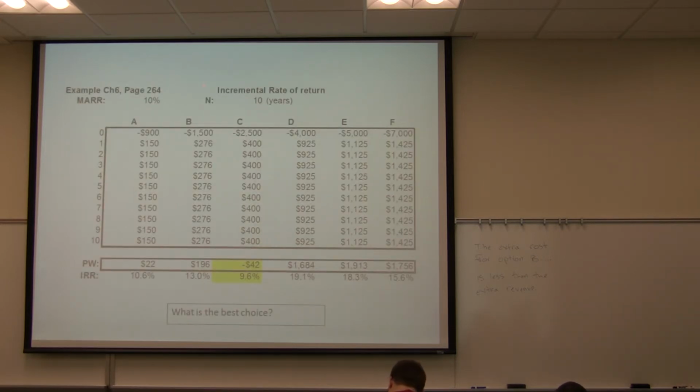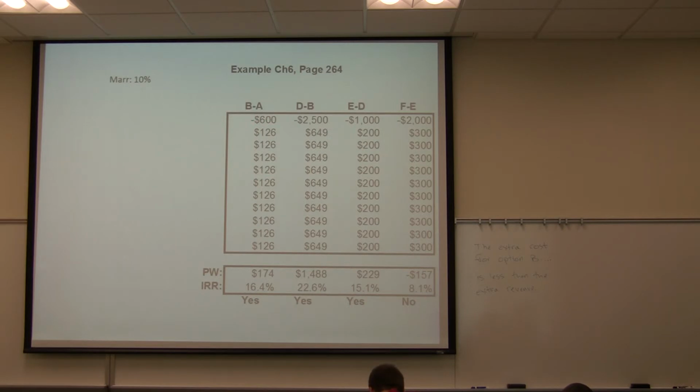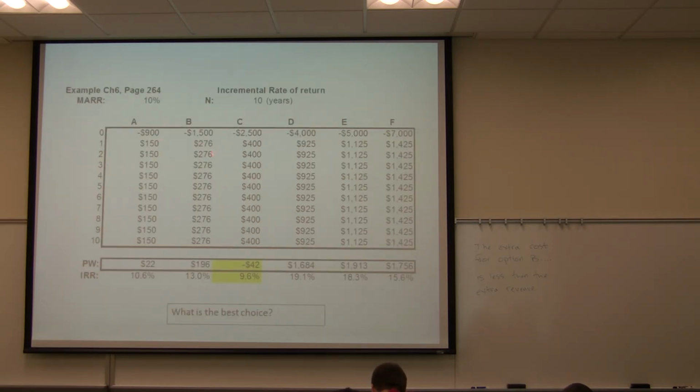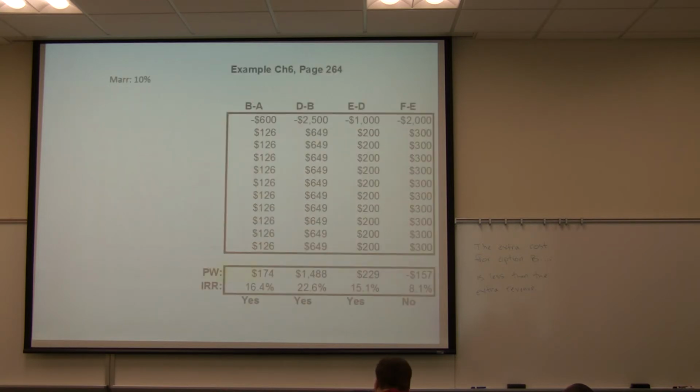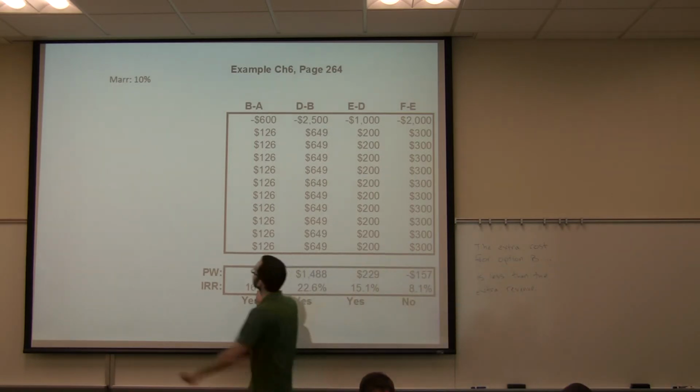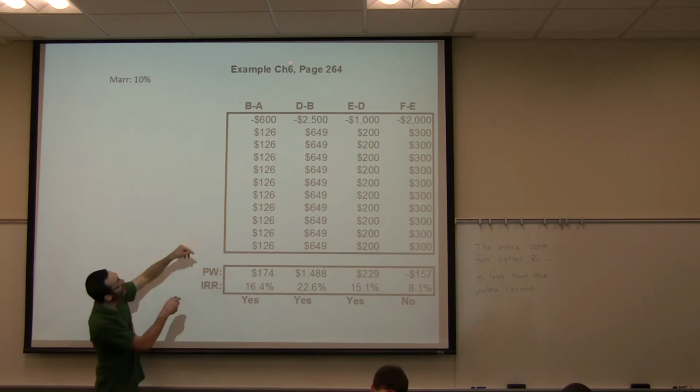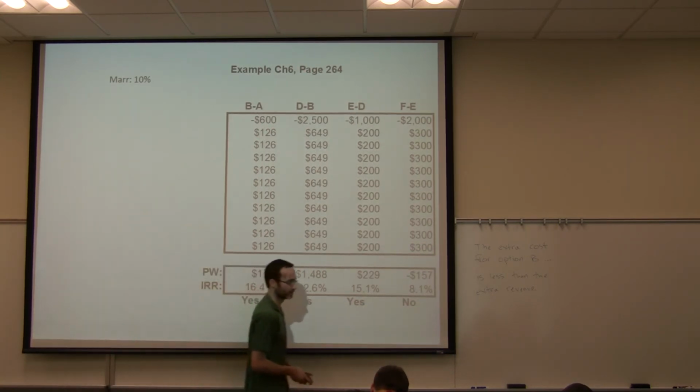So first thing we're going to do is B minus A. So how much more does B cost than A? Extra $600. And we find how much extra revenue is generated. So 276 minus 150, extra 126. So the present worth of that extra amount is $174 when we discount at the MAR. The internal rate of return of that extra investment is 16.4%. So since 16.4% is higher than 10%, that extra $600 was a worthy investment.